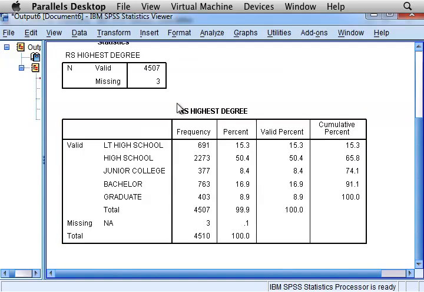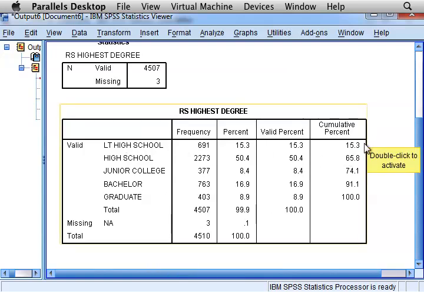So in this distribution, you can now see all of the categories of responses. They completed junior high school, essentially, or elementary school, high school completion, a junior college, a bachelor's degree, or some graduate degree. You can see the frequency of each of these categories out of the total number of responders of 4,507. And then moving over to the valid response, out of all of the responders, you can see that just over half have a high school degree.